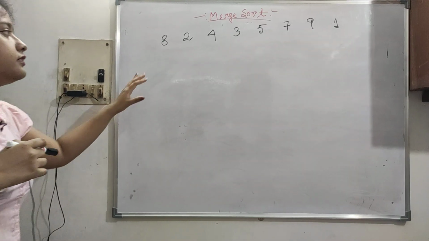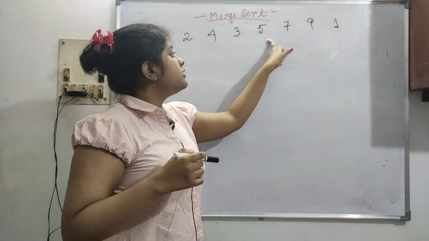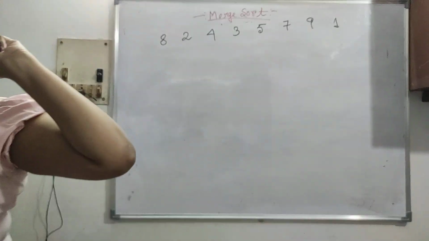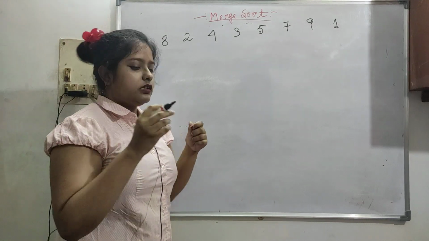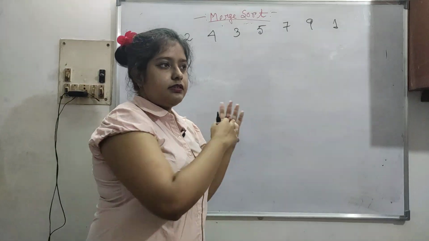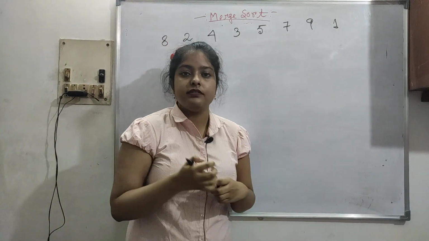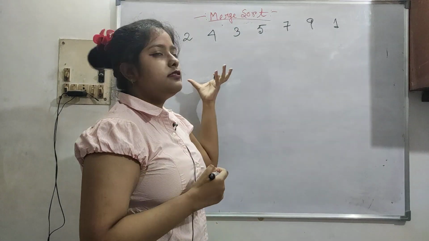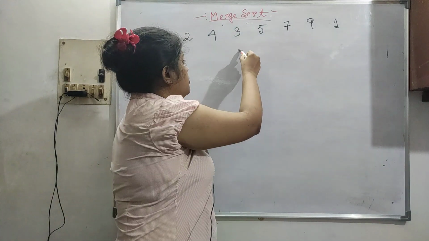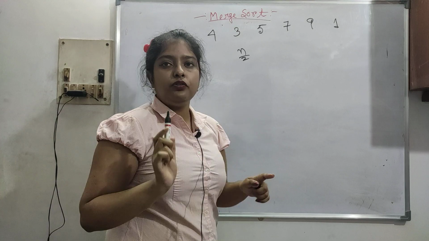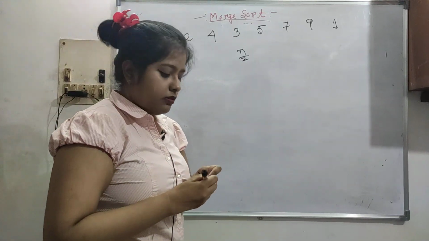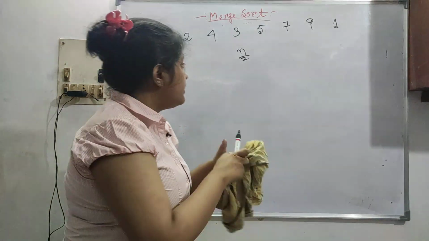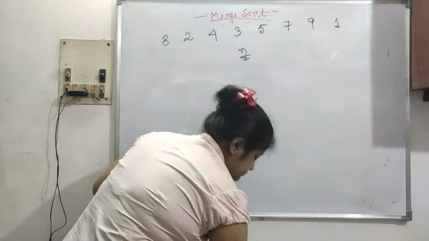Now let's see this example. This is an unsorted array. Let me see if it is visible or not. Yes, this is an unsorted array. What we said previously is that we have to divide this into two subarrays, n by 2. Every time it will be divided by n by 2, and then we will combine when it is sorted.